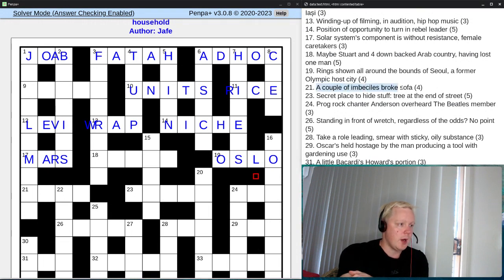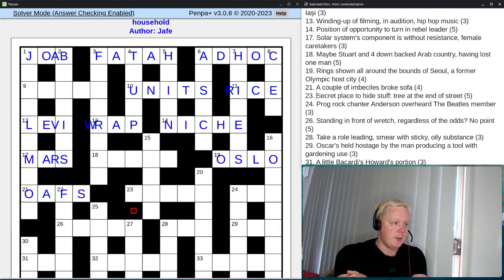Let's continue. 21 across. A couple of imbeciles broke sofa. This is pretty simple. So broke. If something's been broken, it is in pieces. It is mixed up. So anagram sofa. Break the word sofa and build another word, which means a couple of imbeciles. Now, if we put the letters in sofa in a different order, we could get oafs, which means imbeciles.